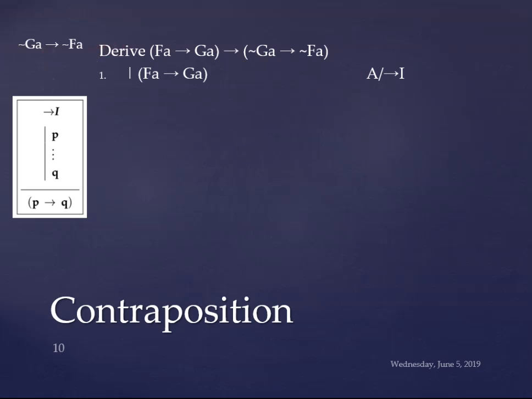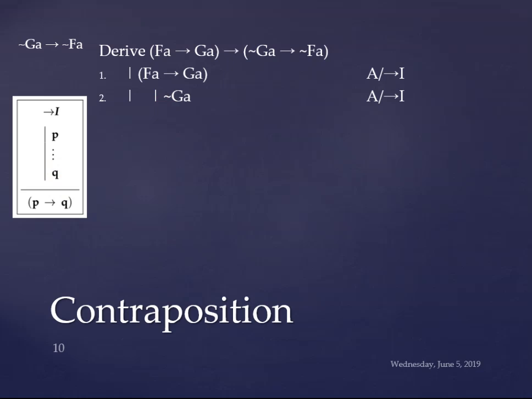So what I'm going to do now is assume not GA, because that's the antecedent of the consequent of this whole consequent that I need to derive. Okay. Now I need to derive not FA. I need to get not FA on the last line of this subderivation that I've started on line 2, because that's what the rule requires.